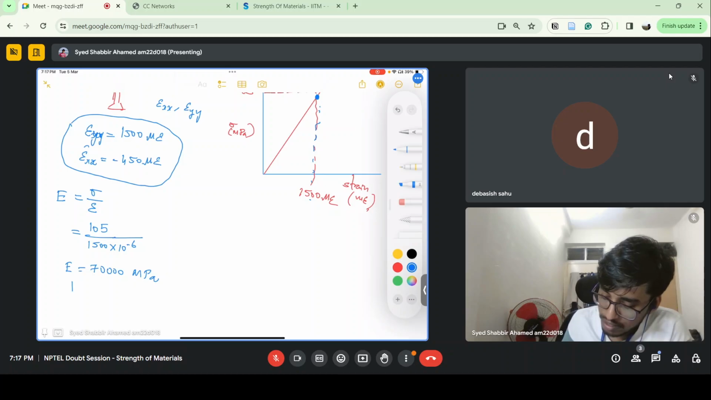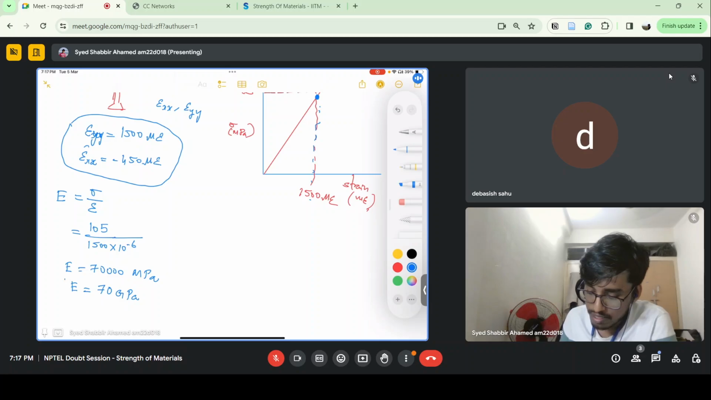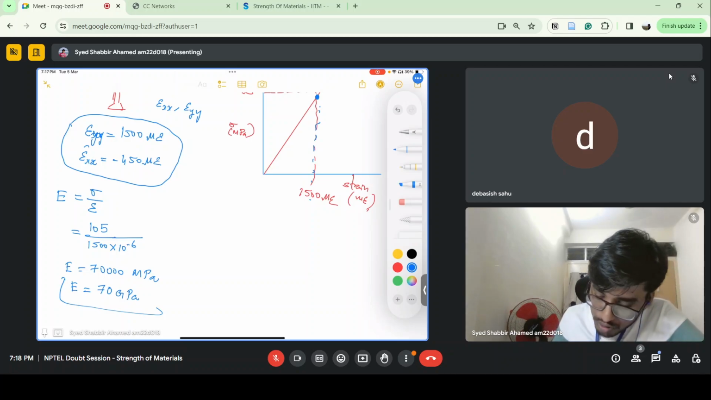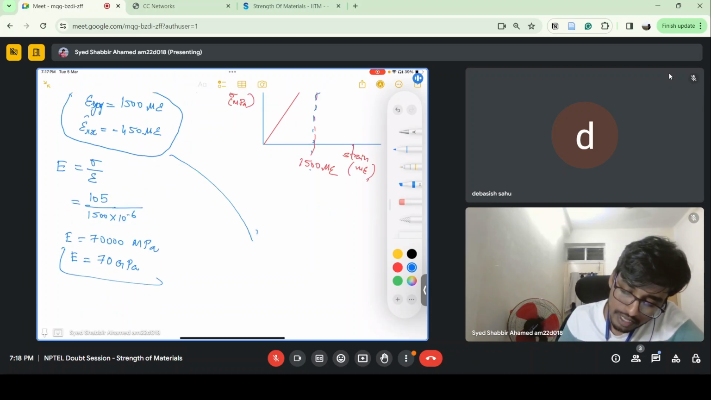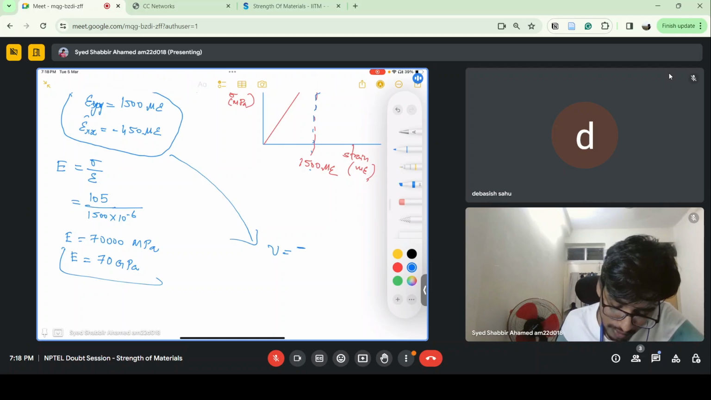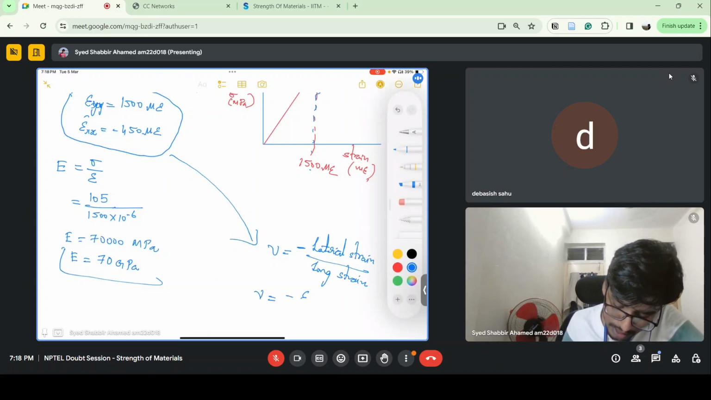If you want to take it in gigapascal, it is 70 gigapascal. Mega is 10 to the power of 6, giga is 10 to the power of 9. So this is the Young's modulus from the stress strain graph. Now, given the strains in perpendicular directions, we have to find out the Poisson's ratio. Poisson's ratio is basically minus of lateral strain divided by longitudinal strain. Here the lateral strain is in the x direction and the longitudinal strain is in the y direction.